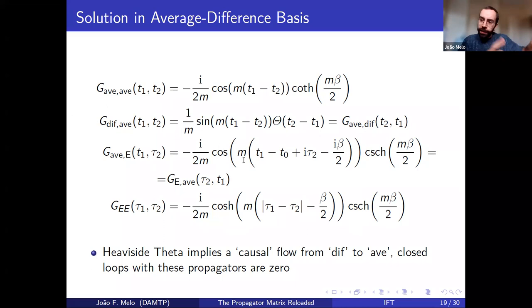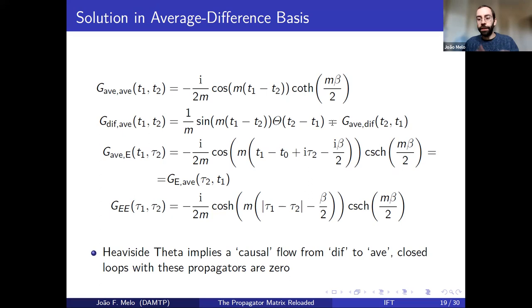People have phrased it in different ways, but that's how to see it in my language. And further, beyond just getting these four propagators, we got some zeros. You notice that the difference average has a theta function here. So T2 has to be bigger than T1, which means closed loops with these propagators will evaluate to zero. There's a kind of causal flow coming from the difference in the average fields that people have related to actual causality. So there's even further simplifications happening.